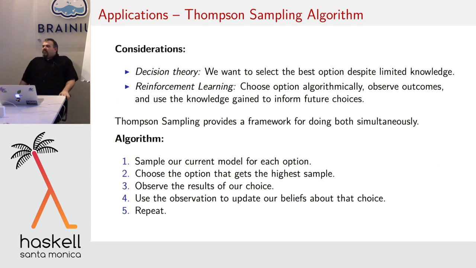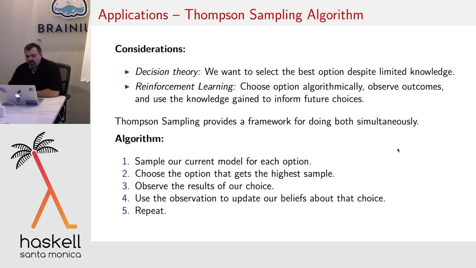So here, again, we have our competing goals. We want to choose the best option, even though we have limited knowledge. And we also want to improve our knowledge. And so Thompson sampling gives us a way to do this simultaneously. And it works on small numbers of samples. Even if you have a small number of samples, you can update your beliefs.